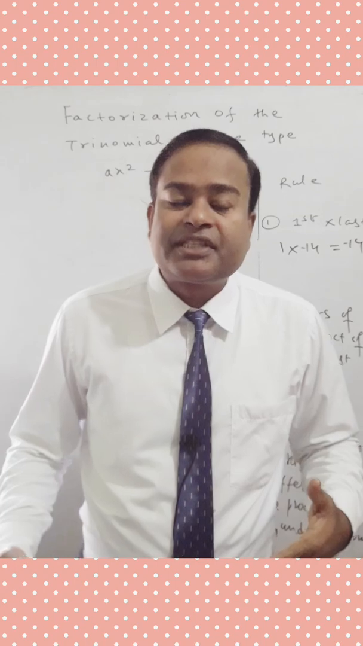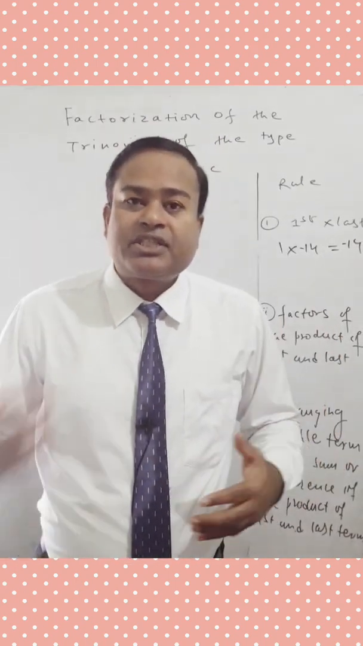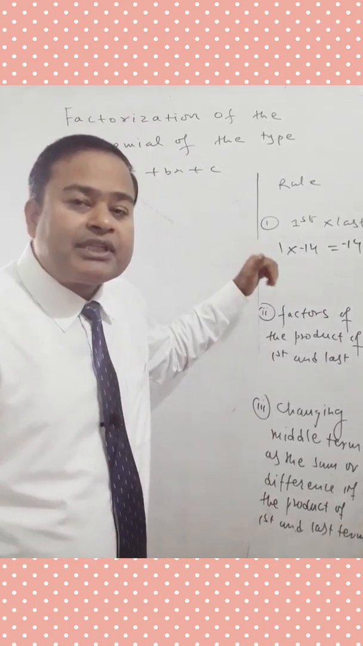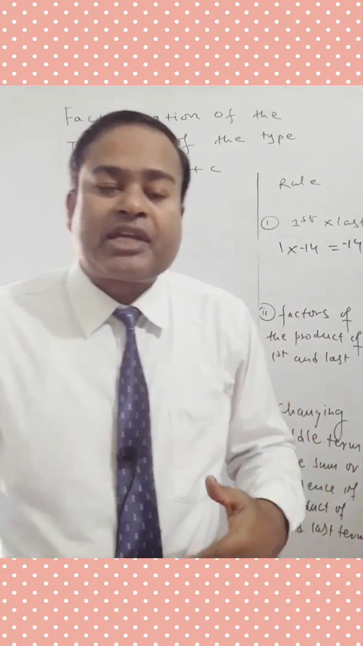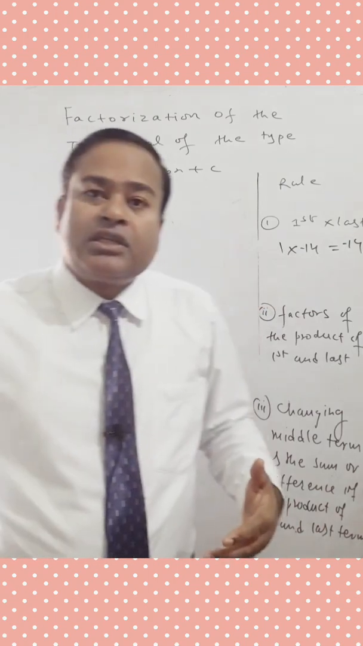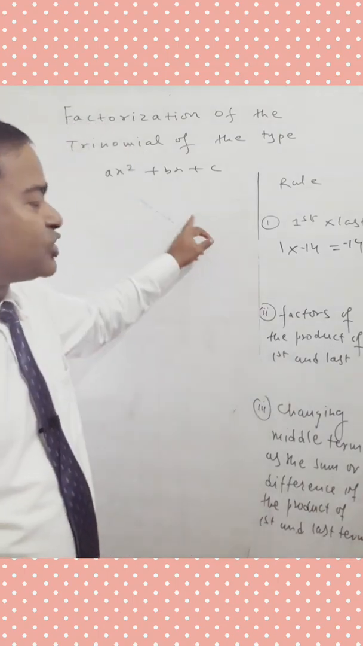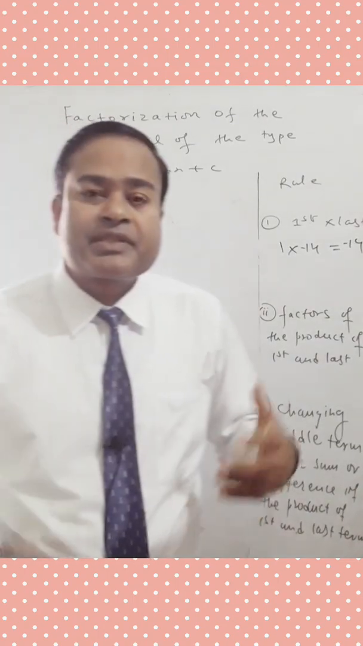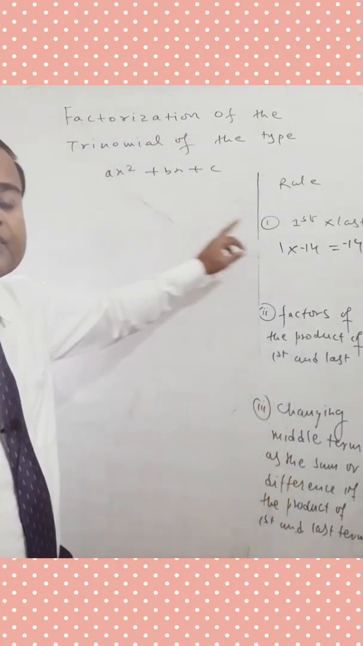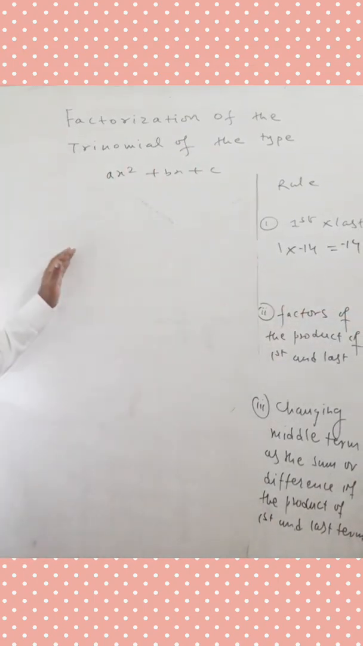Dear students, when trinomial of the type ax squared plus bx plus c is given, in that case we can factorize the trinomial by completing a square method also. But in this video we are going to discuss factorization of the trinomial of the type which cannot be factorized by completing a square method. When we cannot factorize trinomial of the type ax squared plus bx plus c by completing a square method, in that case we have to factorize by using the first into last method. Dear students, let's take one example.